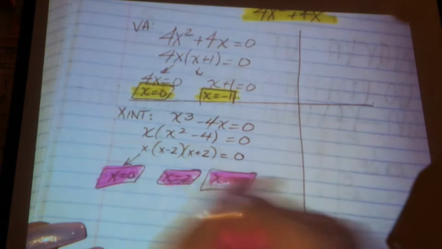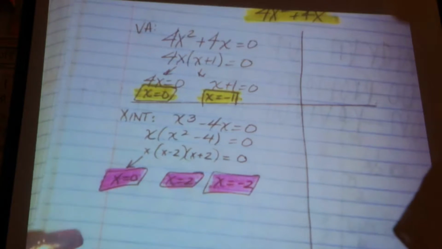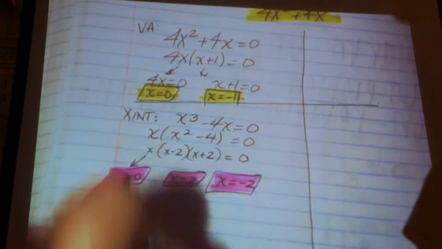Are there going to be any holes in this graph? Yes. Why is there going to be a hole? 0 and 0. So whenever you have something being canceled out, the top numerator and the denominator, it's going to be a hole.